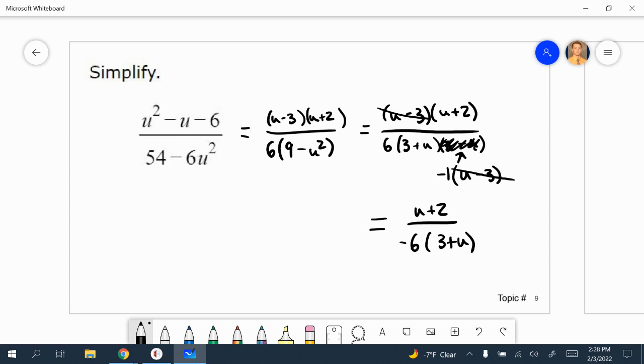It might have made a lot more sense if I would have flipped this around to begin with. So if I would have rewritten that as 6 times negative u squared plus 9, and then I pulled a negative 1 out, so I would turn it into like a negative 6 times u squared minus 9. Now it'd be a little bit easier to see. But yeah, kind of confusing going the long way there.